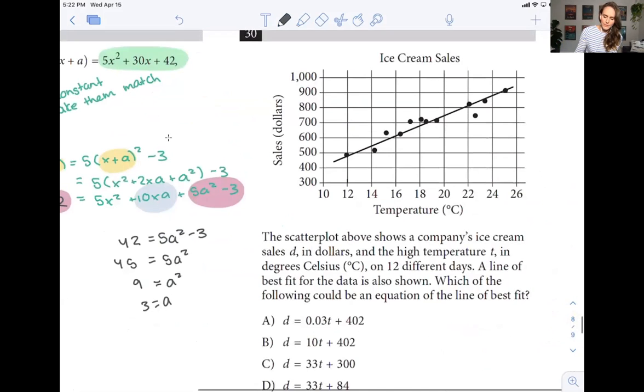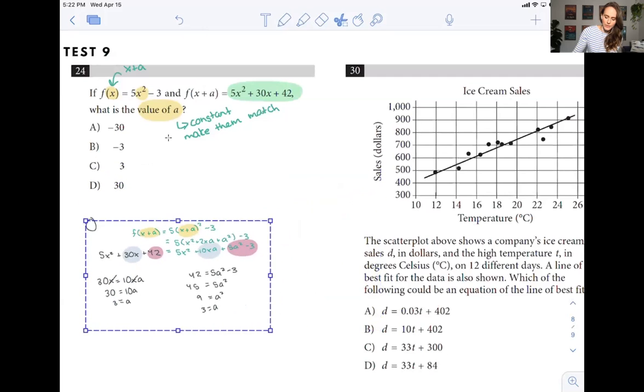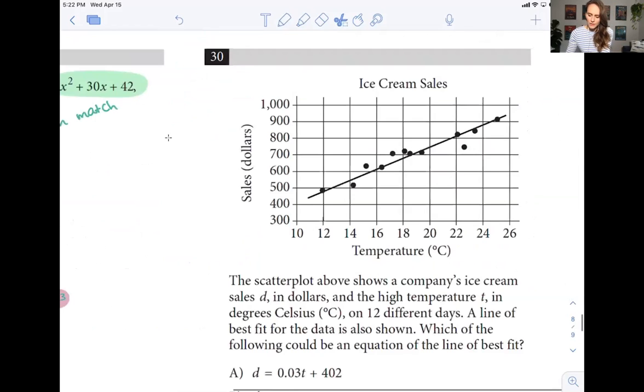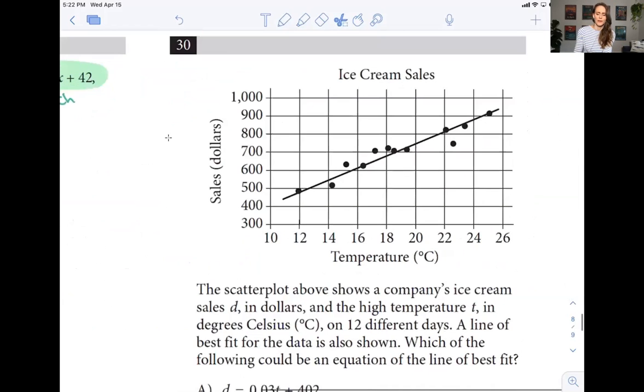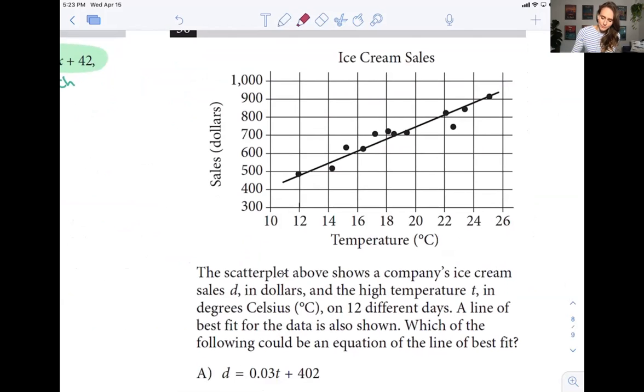Number 30, let me just make this smaller so it doesn't overlap as much with number 30. So over here, we are given a graph. Whenever we get any graph, we're going to be looking at the slope and our y-intercept. Just get in that habit. The moment you see a graph, you're thinking about the slope and the y-intercept. And they ask us, which of the following could be an equation of the line of best fit?